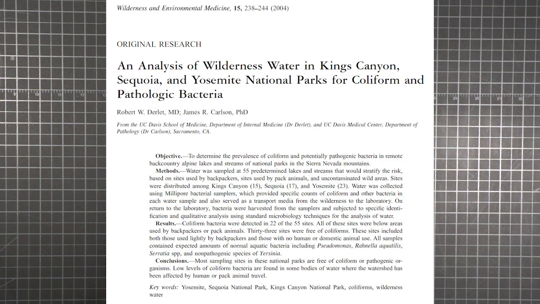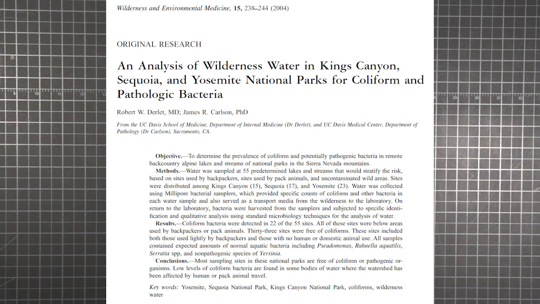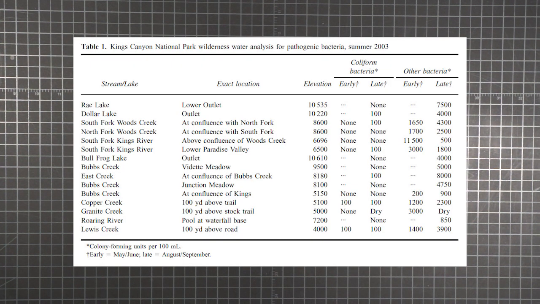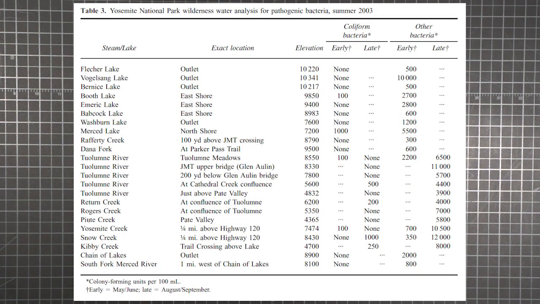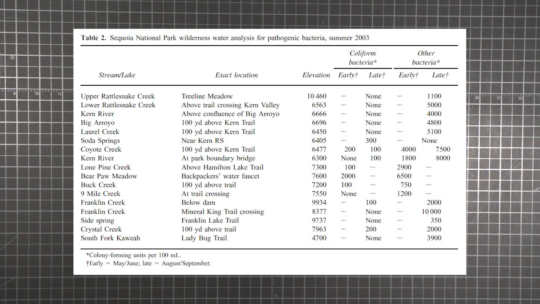Another study sampled a total of 55 locations from 3 different areas. Coliform bacteria were detected in 22 of the 55 sites, all of which were below areas used by backpackers or pack animals. And as with the previous study, the coliforms were identified as E. coli and reported in CFUs per 100 milliliters. So here are the results for Kings Canyon National Park, plus a table for the concentrations found in Yosemite, and the numbers for Sequoia National Park.